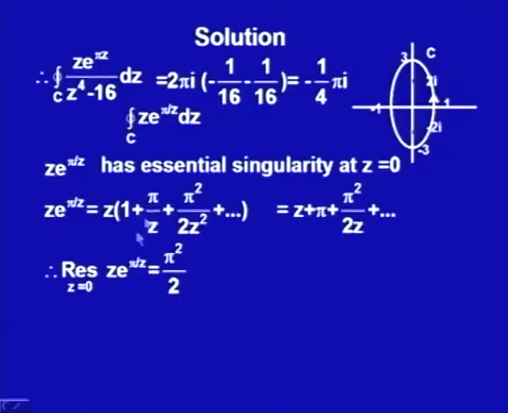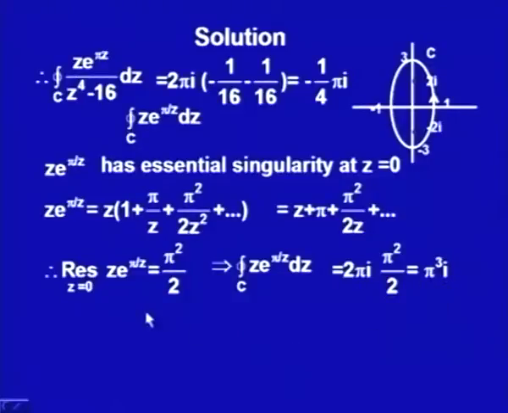So, what we have got is the integral of this function, because it has only a single isolated singularity point. Using the residue integration method, it should be 2 pi i times the residue at that isolated singularity. So, the integral along this contour C of z e to the power pi by z dz would be 2 pi i into pi square by 2, that is pi cube i.